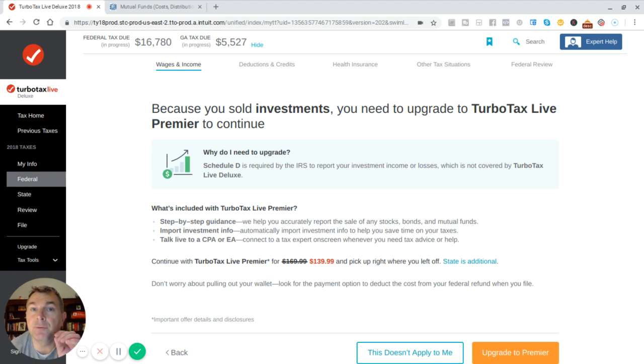So this is if you sell a stock, a bond, or a mutual fund for a gain where you have to use Schedule D because you have capital gains, short-term and or long-term, in various circumstances of the transaction. If you did not make a sale, but instead you just have a mutual fund distribution, you don't need this. So we're going to go back because this is not for us. I hope that makes sense.